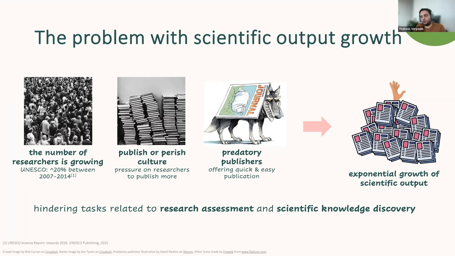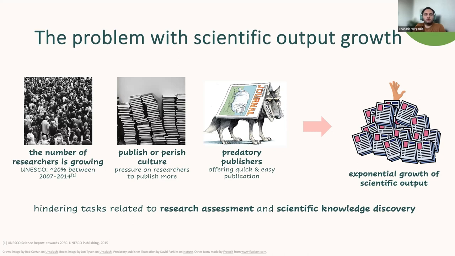And also we have other actors in this landscape that are trying to grab the opportunity, let's say, like the predatory publishers that are offering quick and easy ways for everyone to publish, even if sometimes the publications published in their journals are of questionable quality. But in any case, these are just some of the factors that contribute to this increase in the rate with which the scientific output is growing.